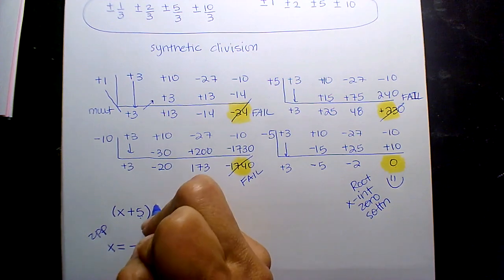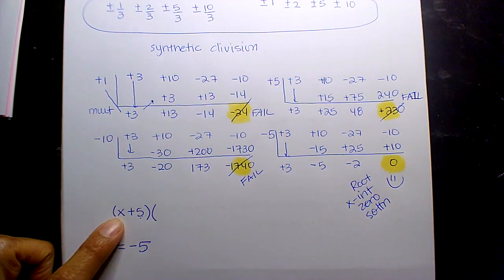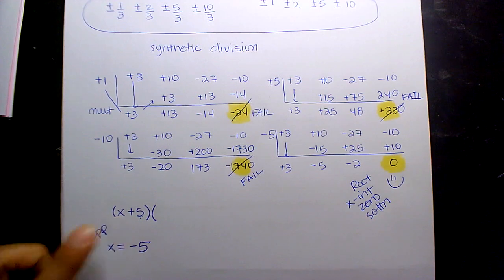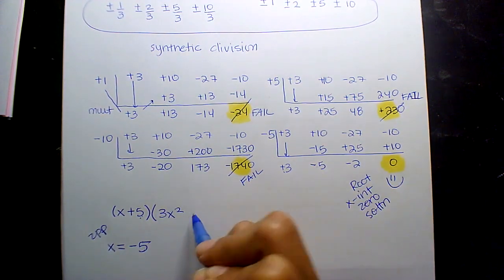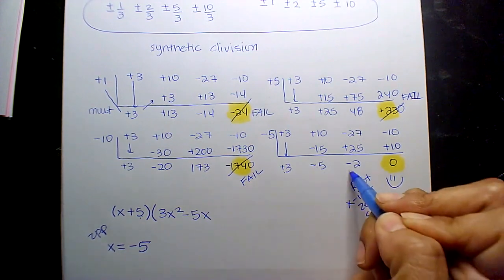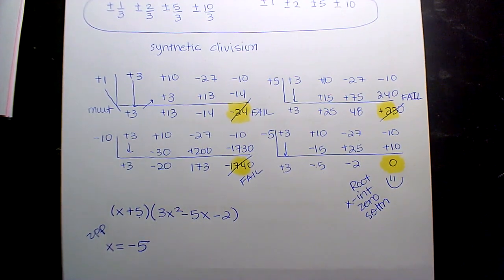Okay, so what function do I have left? Well, you found one root. You found one x. So if you were at a cubic, 1 down is a quadratic. So this is now 3x squared minus 5x minus 2. And this is now what you have. You're not done yet. You still have to keep going.